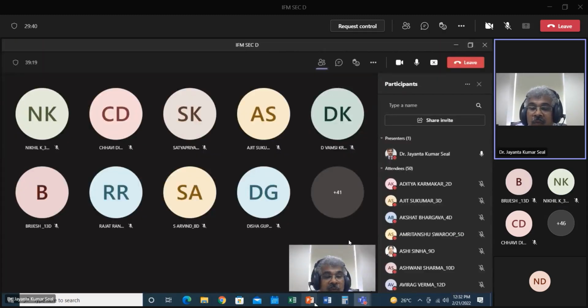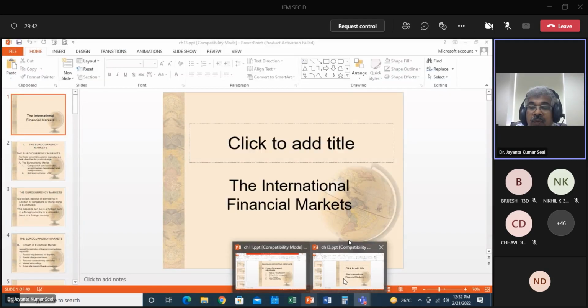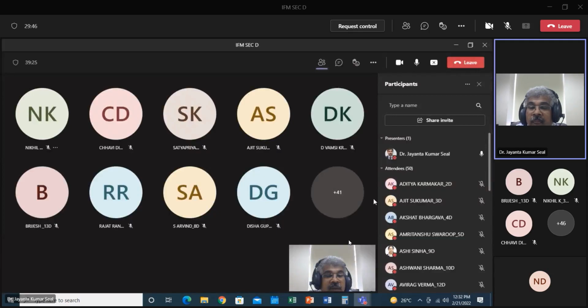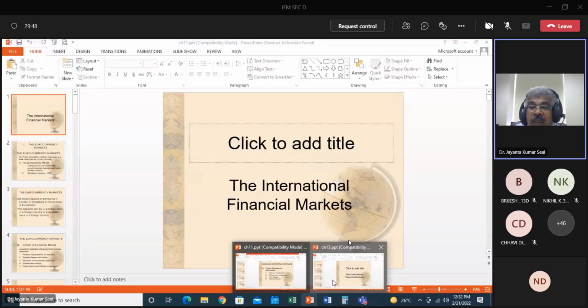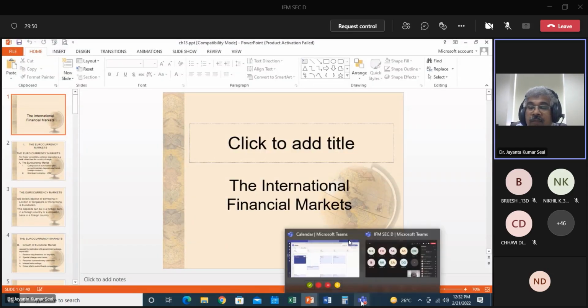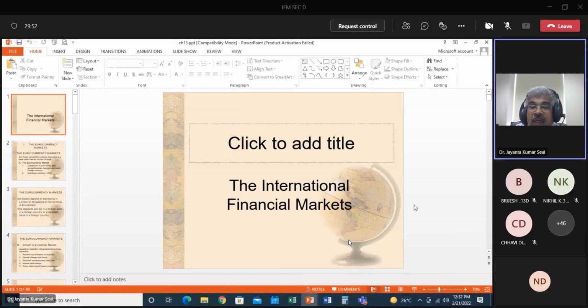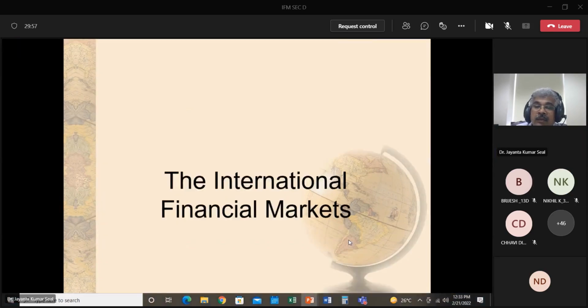So I have one more slide, but which one to do first? Let me do this first, then we'll have just transfer pricing. So this is basically how to raise funds in the international market. Can you see the slide? International financial market. So what all instruments do you have which you issue in the international financial market? That is, how do you raise funds in the international financial market?